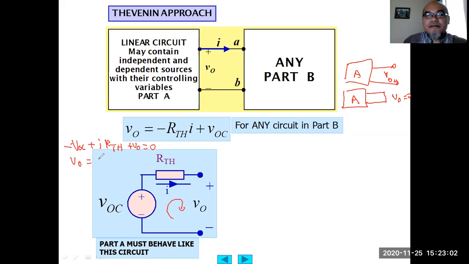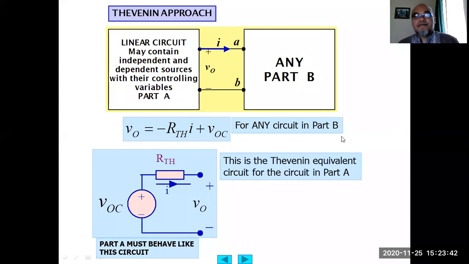So VO equals negative RTH times I plus VOC, okay? Based on the loop, in this loop, Kirchhoff voltage law. And that is why this part can replace the whole circuit in part A, connected to part B. So this is the derivation of what we call Thevenin's theorem.